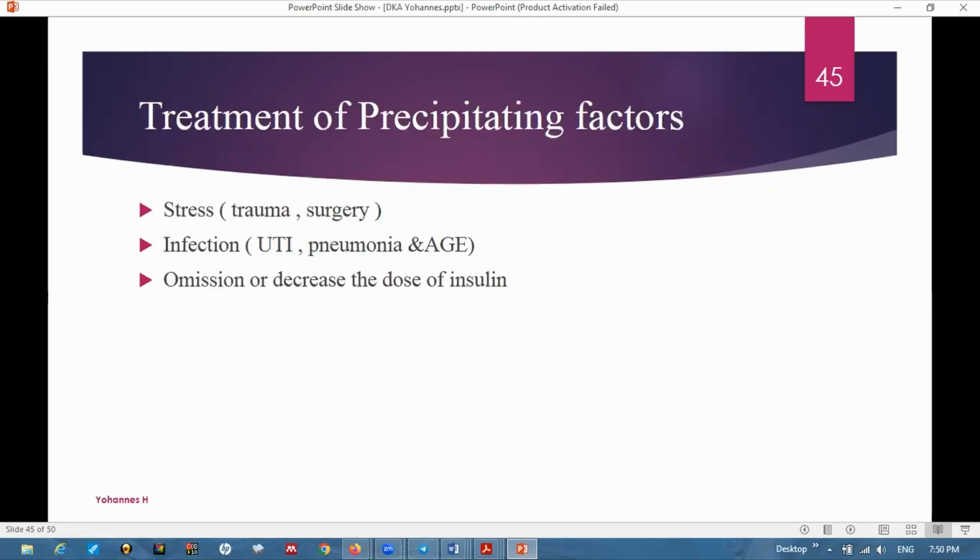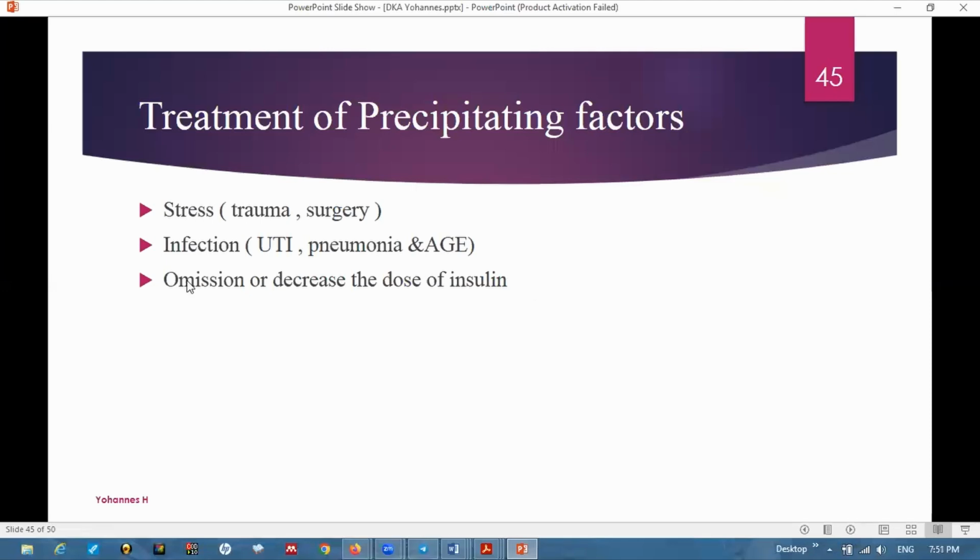The other is treatment of the precipitating factors. The most common precipitating factors are surgery, stress, trauma, infection. So we should look for infection. Most of the time, the CBC may not be helpful in case of infection because due to the stress they will have leukocytosis. So clinically, if the patient is febrile, this is one of the relevant signs for diagnosing infection in diabetic ketoacidosis. We should check for UTI, pneumonia, AGE, and injection sites, which are common sites for infection.